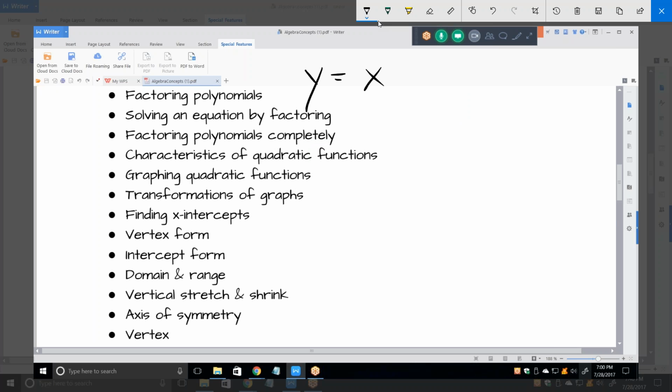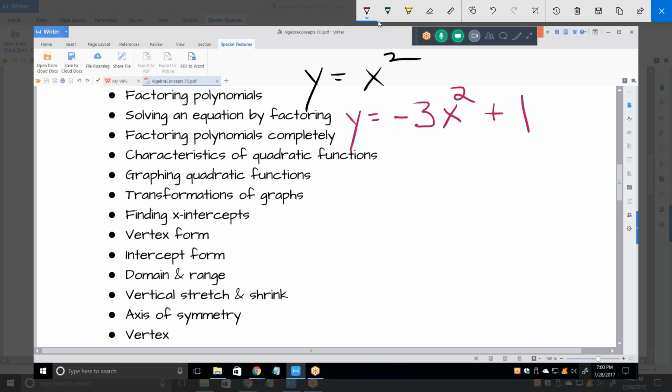Again, our parent function, and again, I want to do vertical stuff. This time I'm going to give you a combination of vertical stuff. I want to know what this looks like. How many different things do we have going on here? Three. What are they?